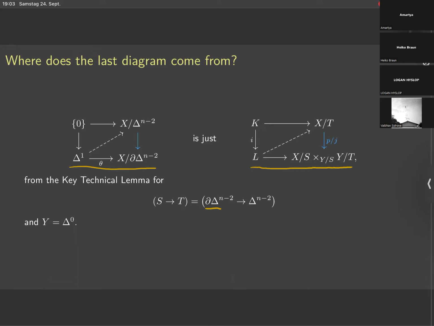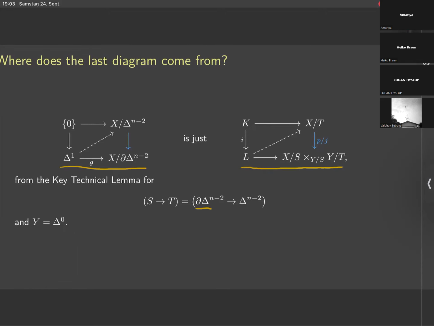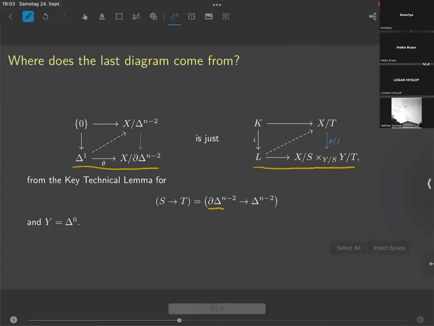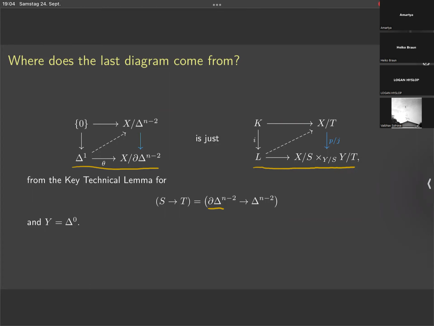And therefore, we have two instances of this diagram from the key technical lemma. And what we now need to prove is that this map is an isofibration, a right fibration, which will give us the lift.